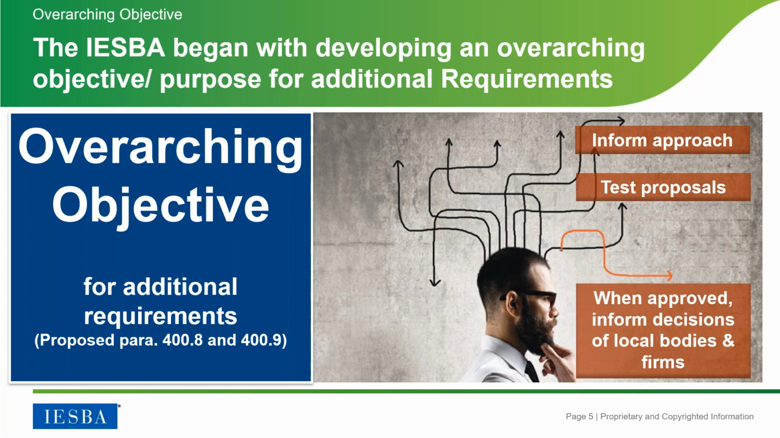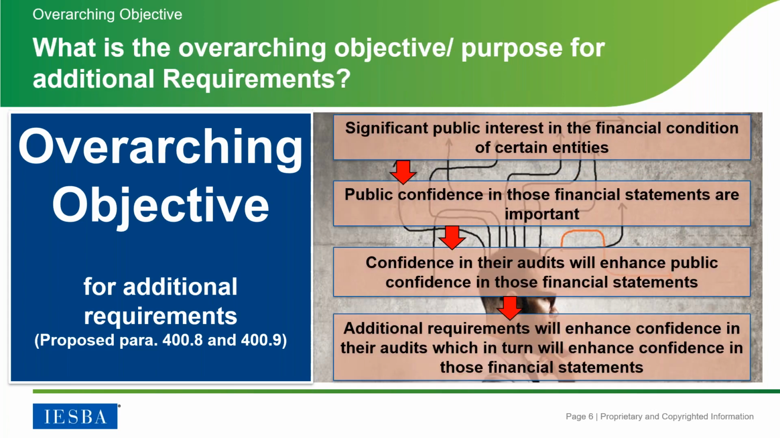So what is our overarching objective? Go on to the next slide, please. Effectively, we said there was significant public interest in the financial condition of certain entities. It was therefore important that there was public confidence in the financial statements of those entities, and confidence in the audits would in turn enhance public confidence in those financial statements. So the additional requirements are enhancing confidence in the audits, which will in turn, as I say, enhance confidence in those financial statements. Next slide, please.